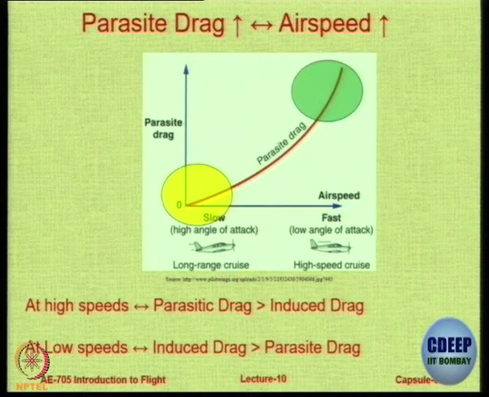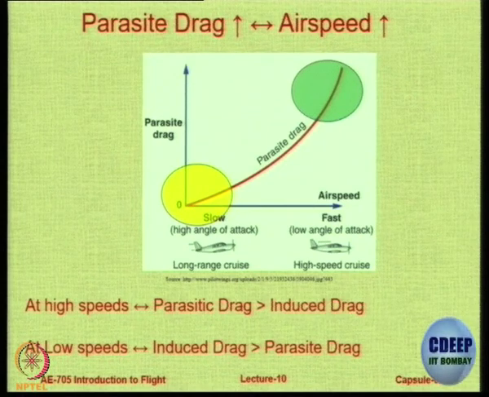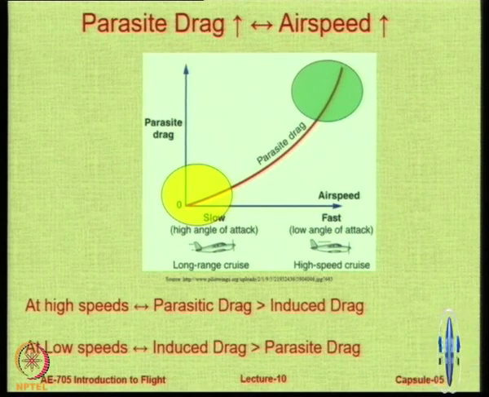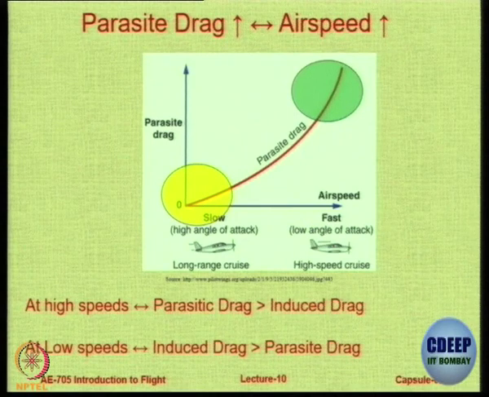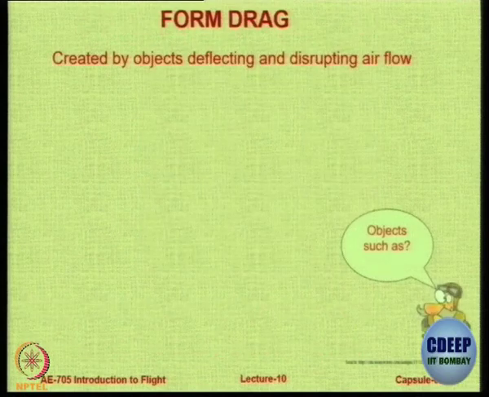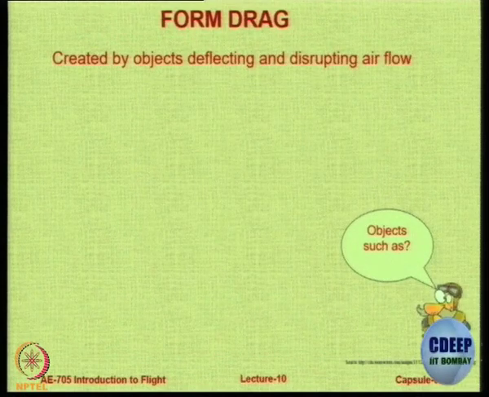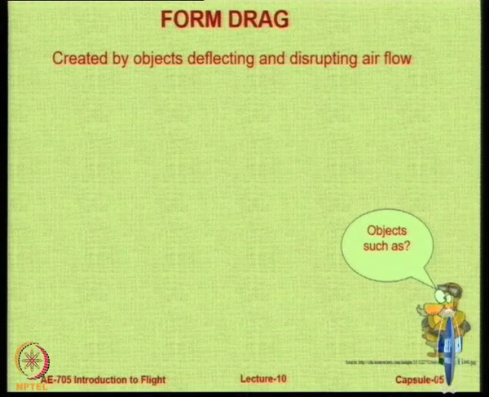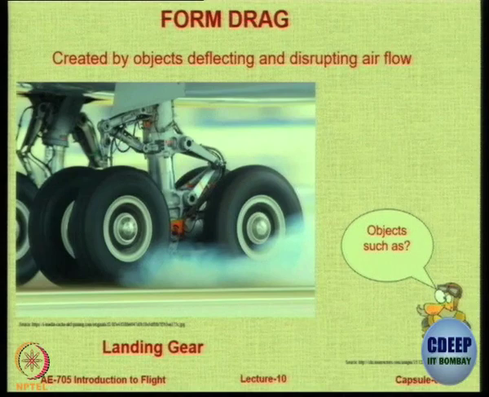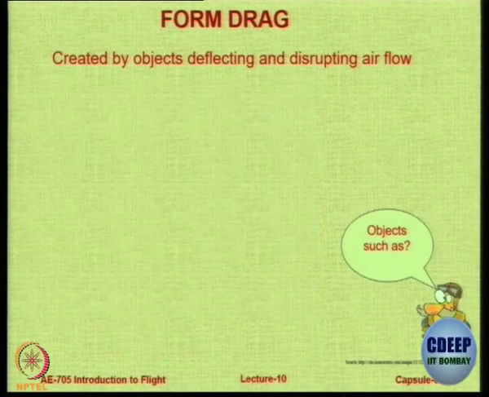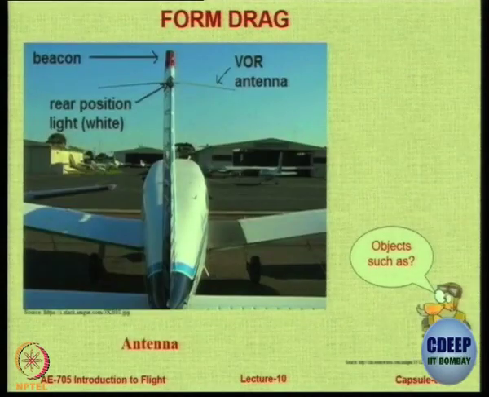Now, when you say high speed, it does not mean Mach number 0.7. High speed basically means very high speed, actually beyond Mach number 0.9 or 1.5. Those aircraft do not bother to put any wing tip devices because they say induced drag is not going to be our main problem. We are more worried about wave drag, skin friction drag and parasite drag. So, form drag. Very high form drag because of landing gear when it is extended. Very high form drag because of antennae, beacons or anything projecting out.